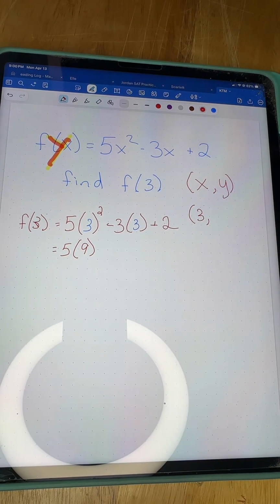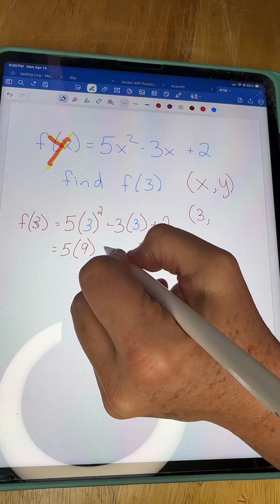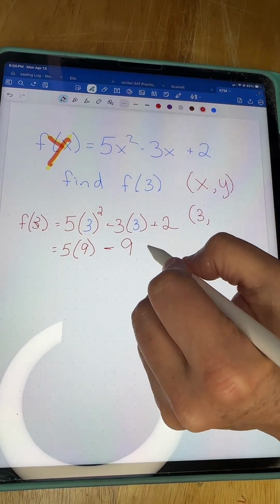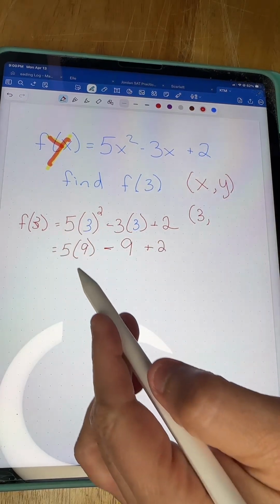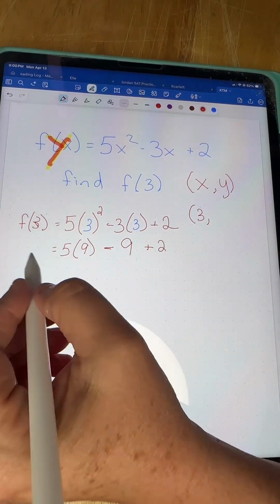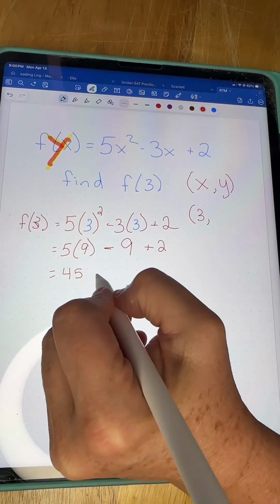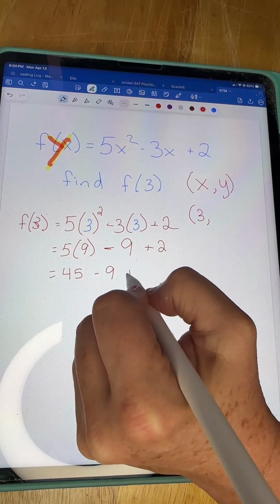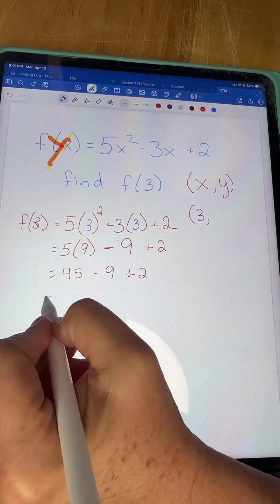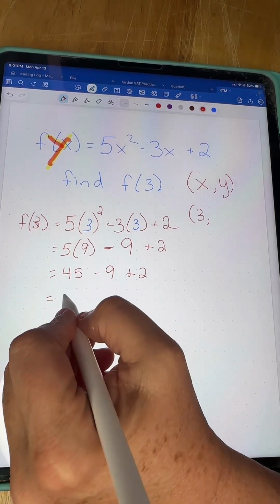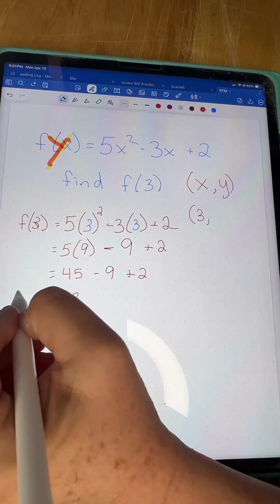If you've seen my other videos, remember if you're multiplying a positive number times a negative number, your answer is going to be negative. Okay, and then we have plus 2. So we're still moving this along, okay? 5 times 9 is 45 minus 9 plus 2. And then 45 minus 9 is 36 plus 2 is 38.